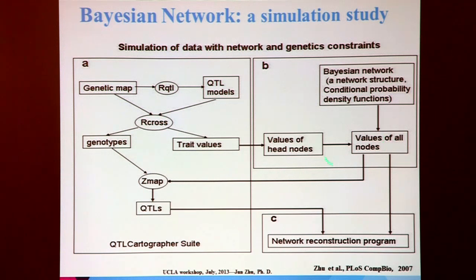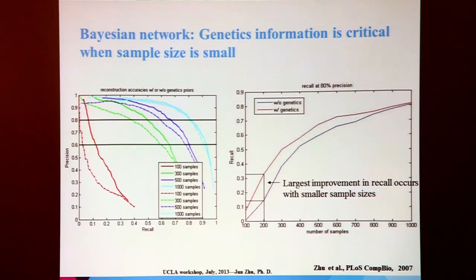Then you can see what happens if I only use the node values, the gene expression data, with no genetics, and then put them together. See how much improvement you can get, because you know the true underlying structure. So if you construct a structure, you can see how similar it is to the underlying structure. You can vary a lot of different things: vary the correlation structure, vary the number of samples. You can also vary the structure.